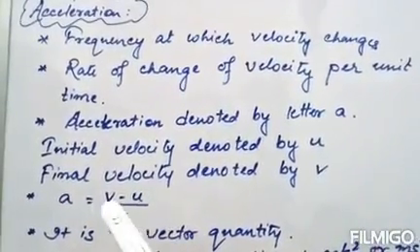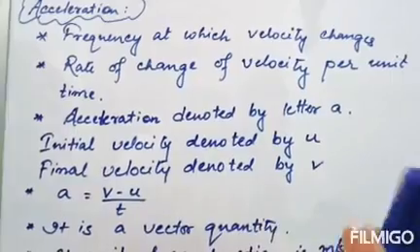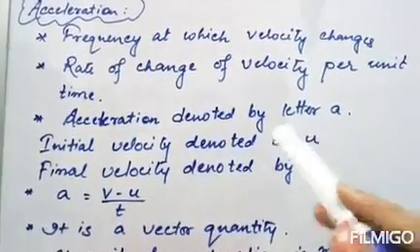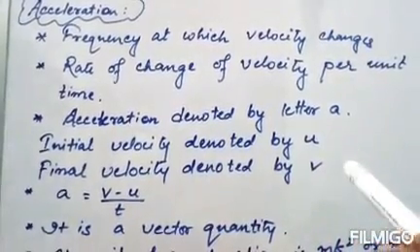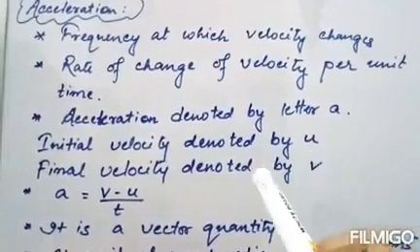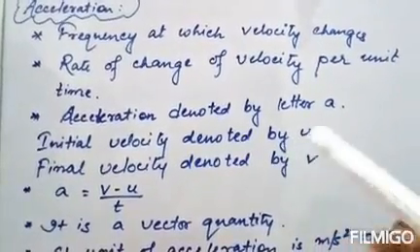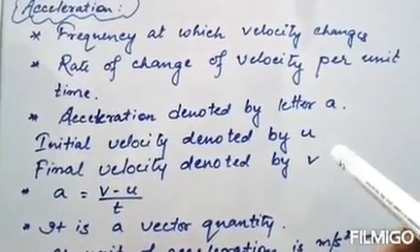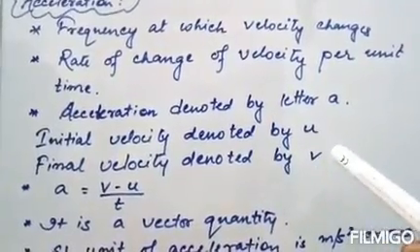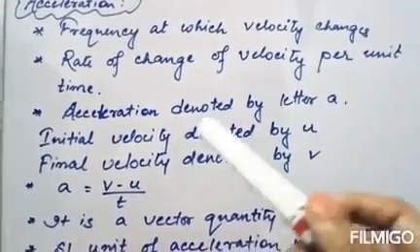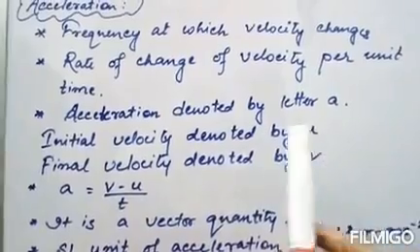Understood? Next one is final velocity. Final velocity is the velocity which you have attained by gearing up your motion. That is your final velocity. And how do you obtain acceleration?